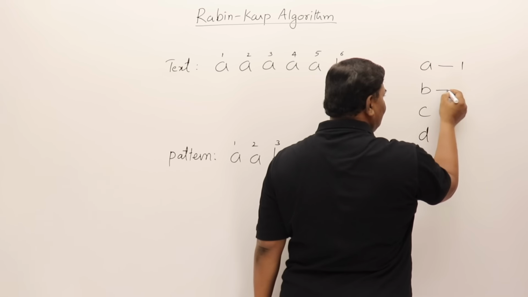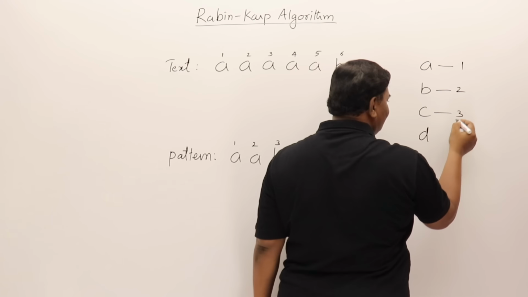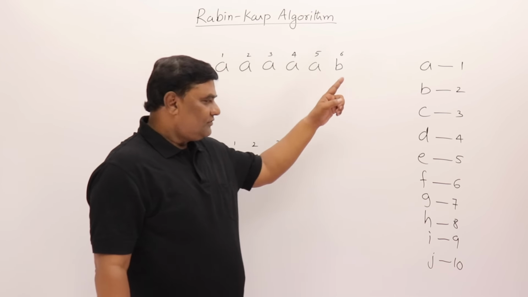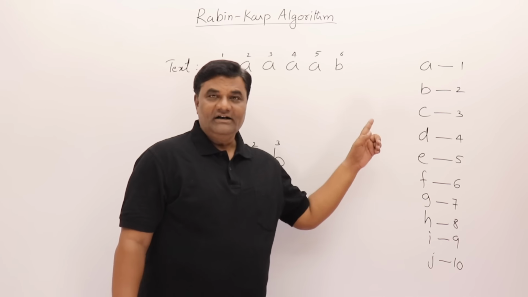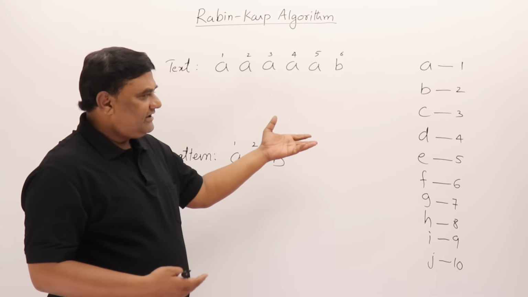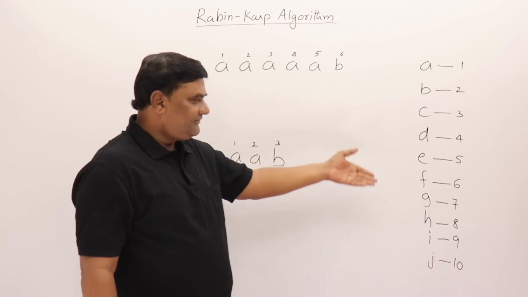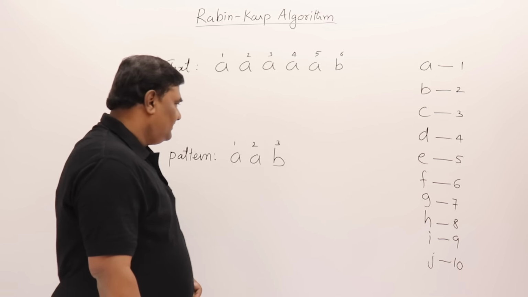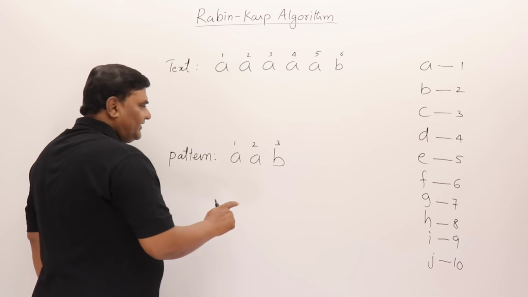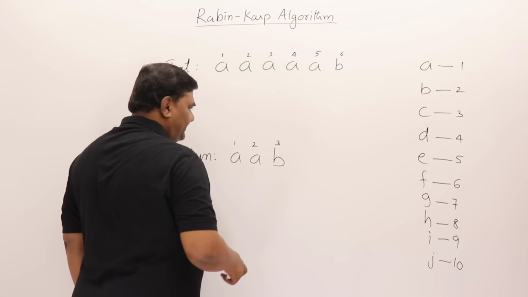A, let it be 1, and B as 2, and C as 3, D as 4, and so on. So I have given codes for all the alphabets from A to J. 10 alphabets I have taken. If you want, you can take ASCII codes also, but this will be simple for discussing the topic. Now here is a pattern. Now using those codes, we will try to find out a single value for this pattern.